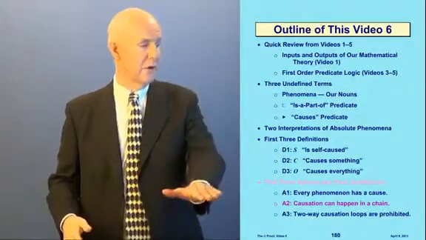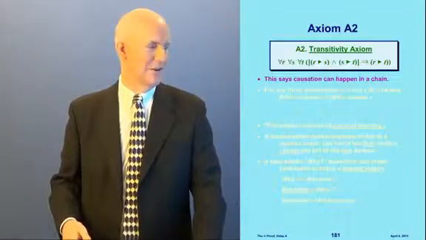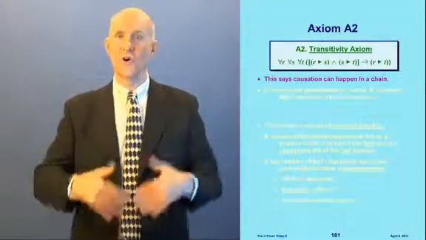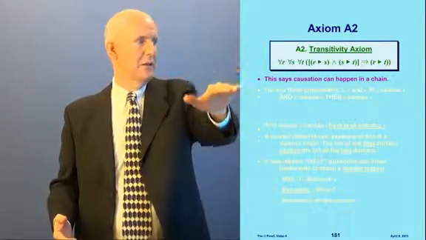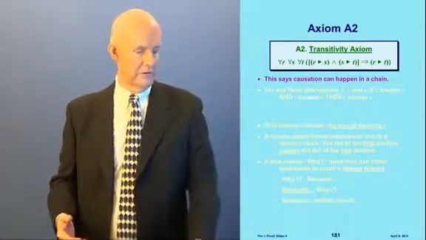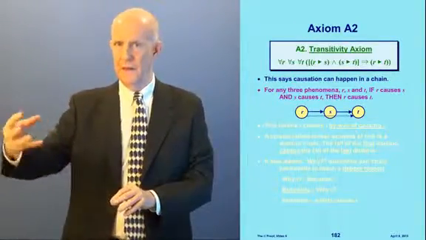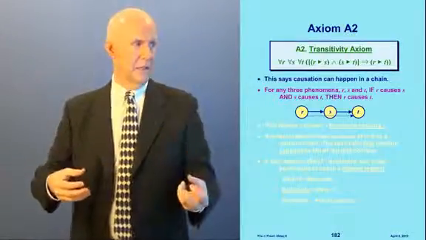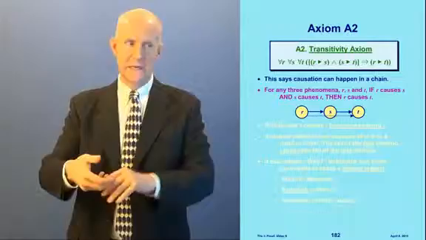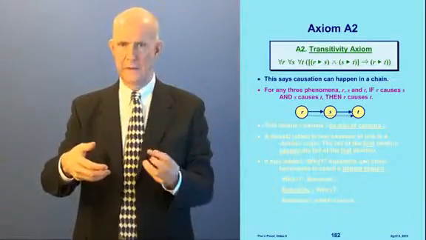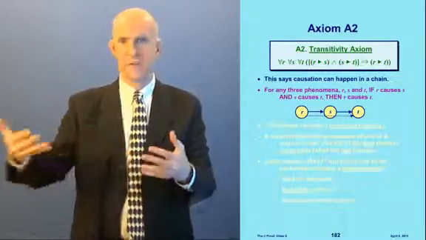All right, so now let's move on to axiom A2, which says that causation can happen in a chain. This is called the transitivity axiom. Here's how it works. If I have three phenomena, R, S, and T, it says that if R causes S, and S causes T, as you can see in the diagram, then R causes T. In other words, there's a chain happening.